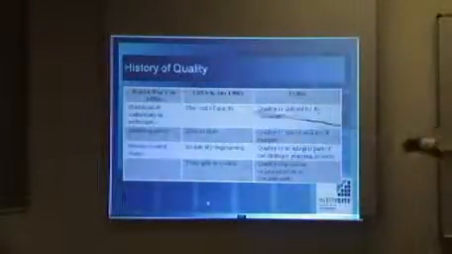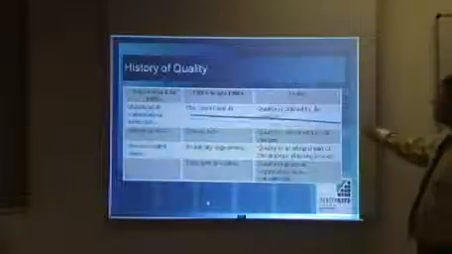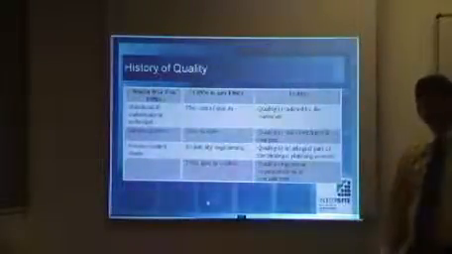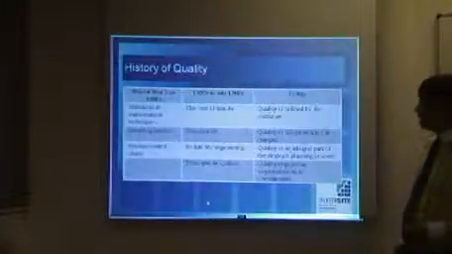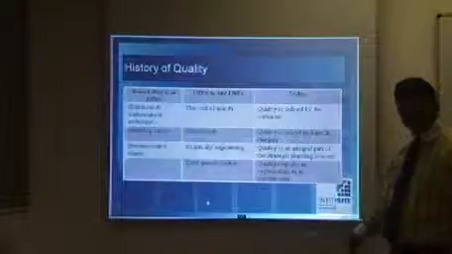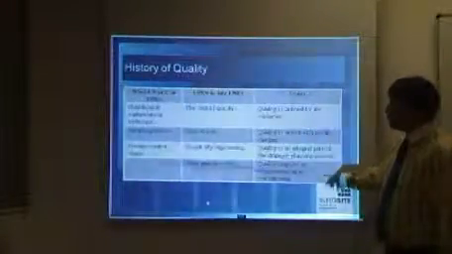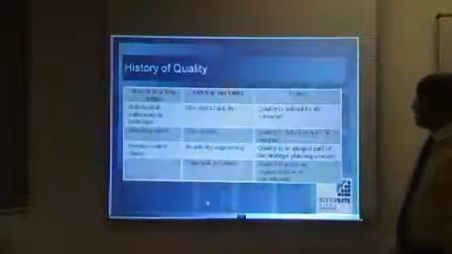Right. So in the World War I to the 1950s, we had statistical and mathematical techniques in order to measure quality and to manage quality. And there were sampling tables that they used to use and process control charts. That was during World War I to the 1950s.